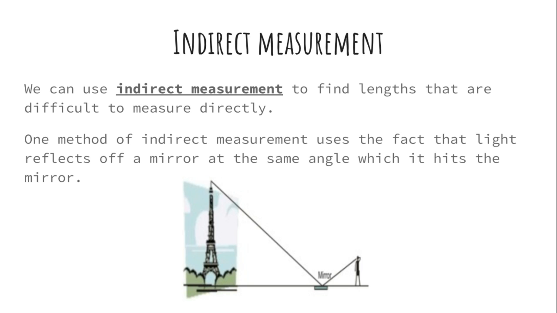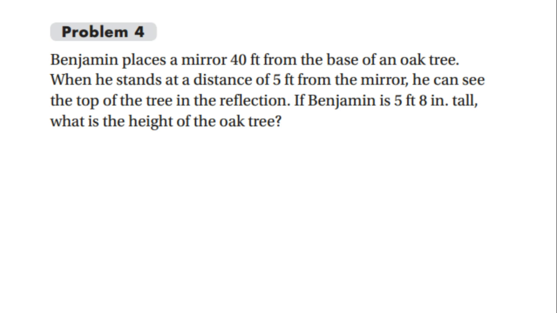One of the ways that we use similar triangles is to do indirect measurements. And we use an indirect measurement to find lengths that are difficult to measure directly. One method of indirect measurement uses the fact that light reflects off of a mirror at the same angle with which it hits the mirror. So take a look at problem 4. Benjamin places a mirror 40 feet from the base of an oak tree. When he stands at a distance of 5 feet from the mirror, he can see the top of the tree in the reflection. If Benjamin is 5 feet 8 inches tall, what is the height of the oak tree?